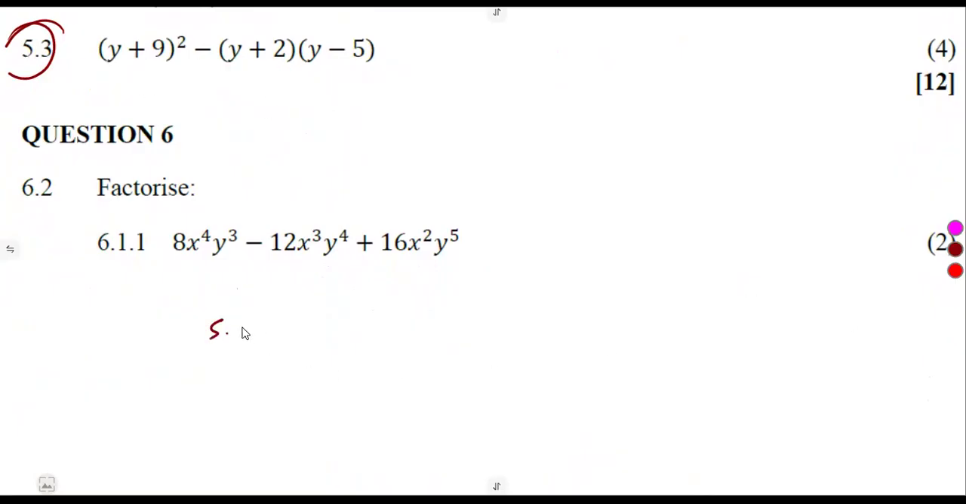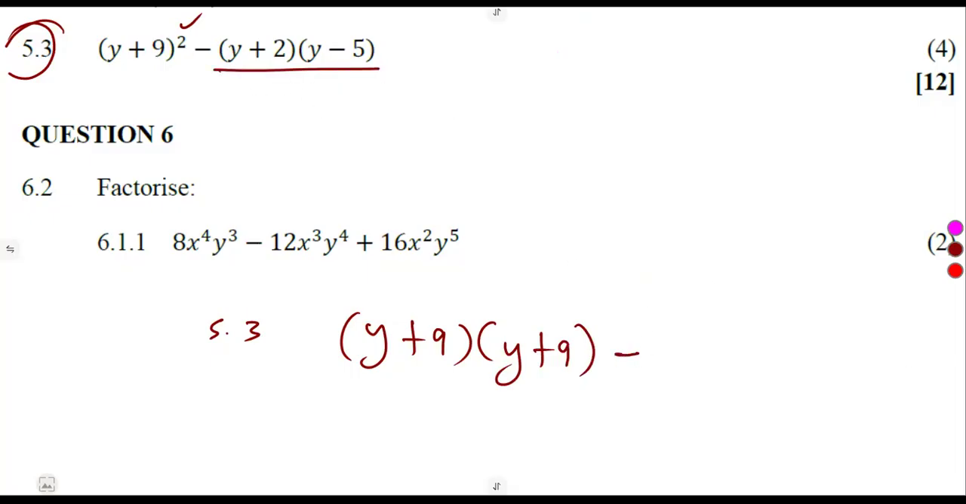You are given two brackets, 5.3 raised to the exponent of 3, it means y plus 9 to the exponent of 2, it means there are two brackets, y plus 9 into y plus 9. Minus these two brackets again, y plus 2 into y minus 5. That is the question there.